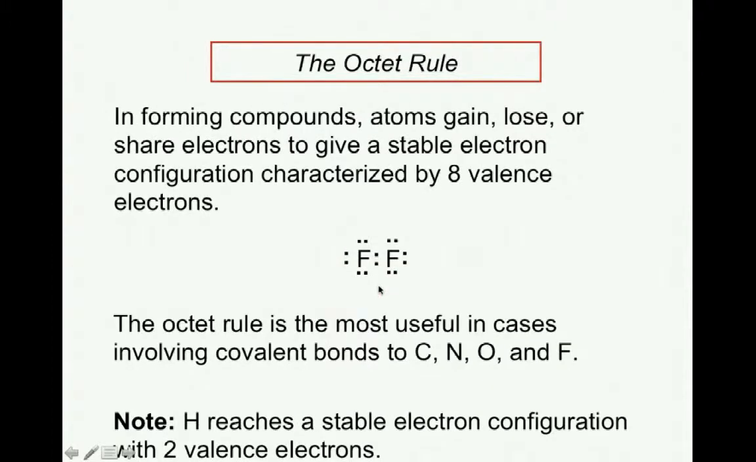A consequence of the Lewis model is the octet rule, which states that atoms will form covalent bonds to achieve a state in which each atom in the bond has 8 valence electrons surrounding it. This is because all noble gases except helium contain 8 valence electrons. In this course, you will find that the octet rule is the most useful in cases involving covalent bonds to carbon, nitrogen, oxygen, and fluorine.